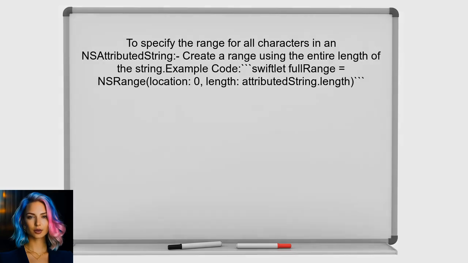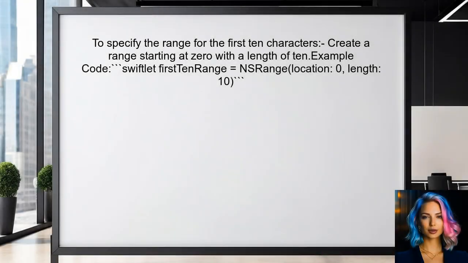To specify the range for all characters in an NSAttributedString, the user can use the entire length of the string. This is done by creating a range that starts at 0 and ends at the length of the string. Next, if the user wants to specify a range for the first 10 characters, they can create a range that starts at 0 and has a length of 10. This is useful for applying attributes to just a portion of the text.